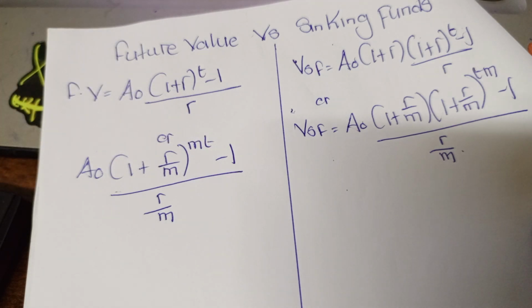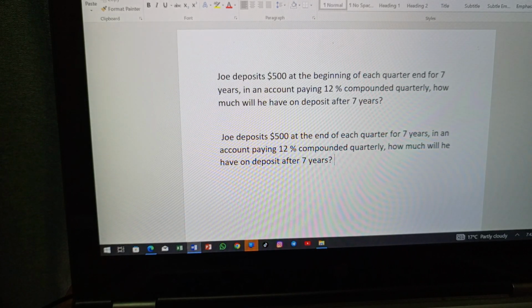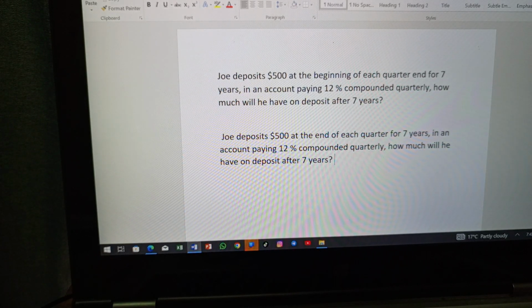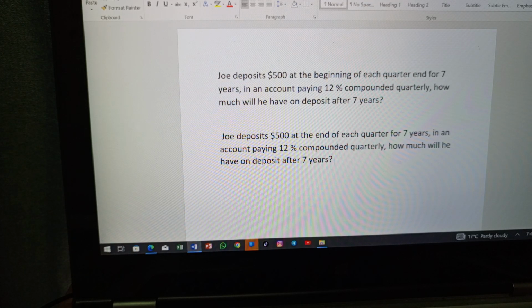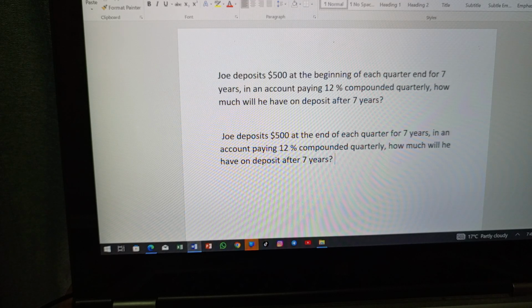So with me, these are the two examples. The one reads: Joe deposits at the beginning, so that already is a sinking fund. And the second one says Joe deposits at the end, and that one is a future value.